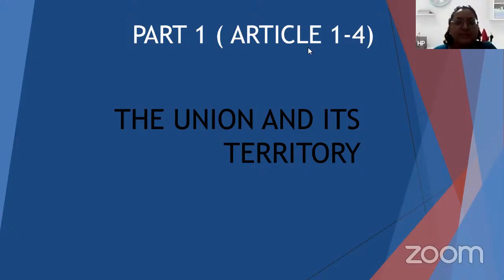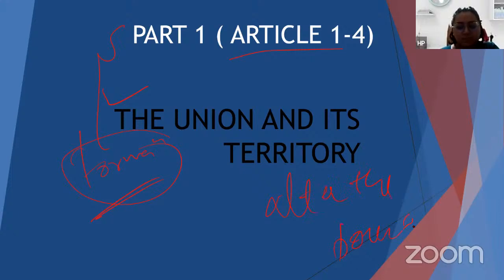So yesterday we were doing part 1 of our Indian Constitution that covers Article 1 to 4, and it is named as the Union and its territory. So we have discussed Article 1 to 4. I have told you how formation of states takes place. What is the role of Parliament in making a new state or naming the new state, and it can also alter the boundaries, and also change the name of an existing state.